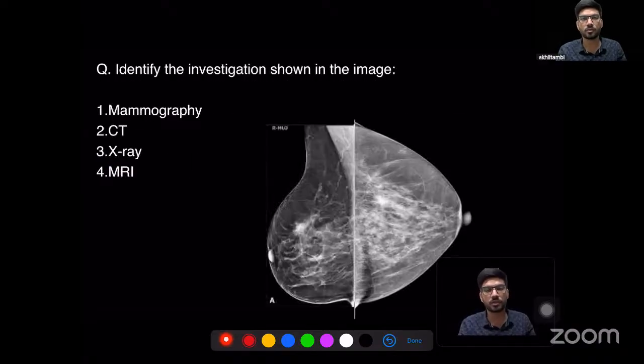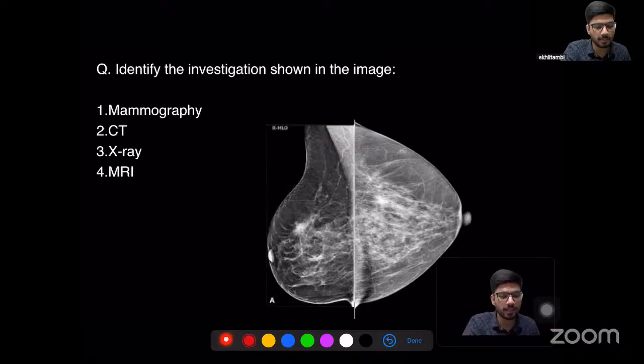The next question was again regarding identifying the investigation shown in the image. So basically in radiology, you should also know the name of the image. Okay, what all investigations are there and how they appear, because such simple questions are asked, and if you can't remember or recall them, then that will be a blunder. So this is also a very important and very easy question, and the image shows mammography.